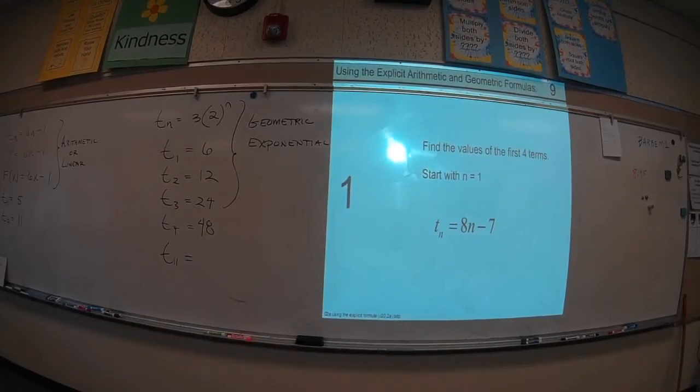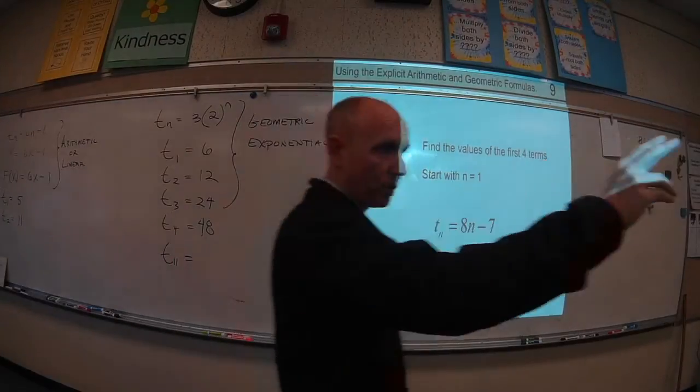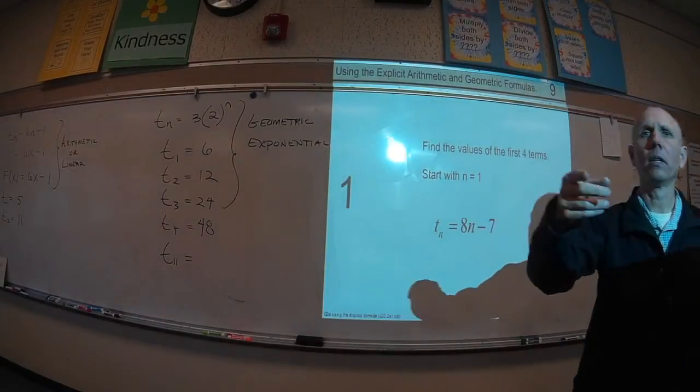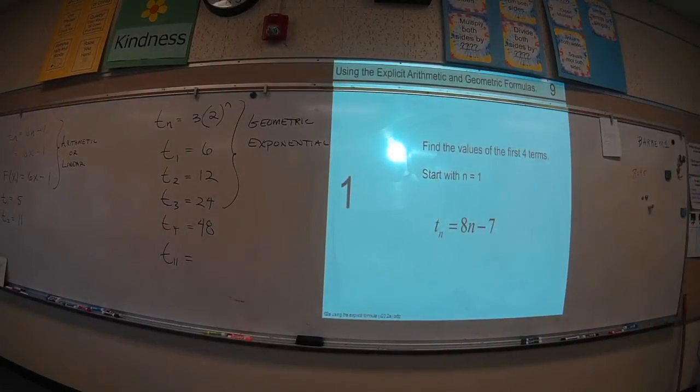8 times 3, what is it? Good. Don't erase it. Oh, actually, your 24 is incorrect. Don't erase your last number. Oh, yeah. Good. 25. I haven't erased it yet.